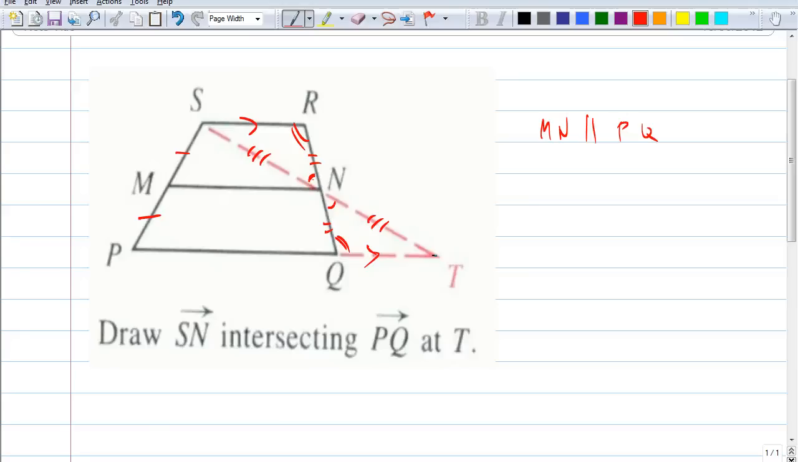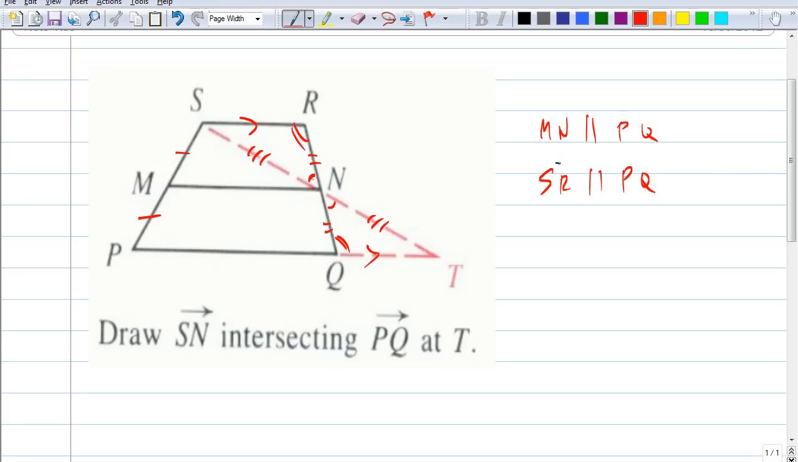So we know that MN is parallel to PQ. We know SR is parallel to what? PQ, right? So look, MN is parallel to the same line. SR is parallel to the same line. What do you know about MN and SR? They are also parallel. Okay, now that's great.